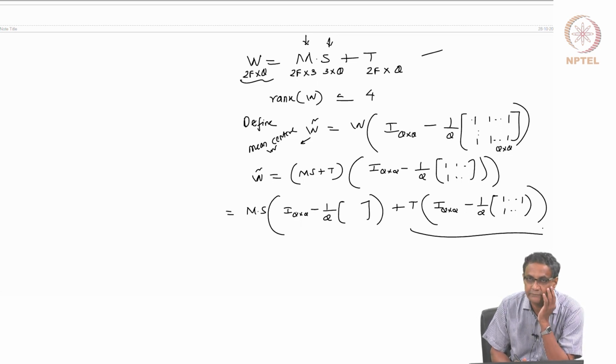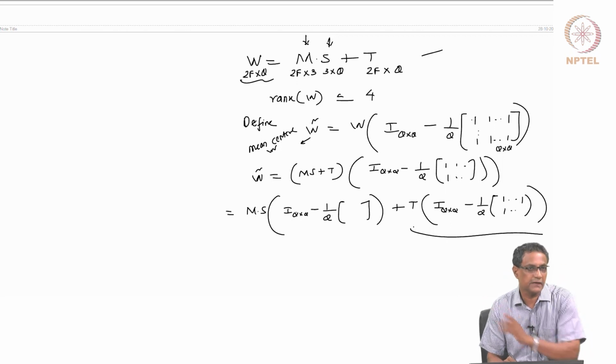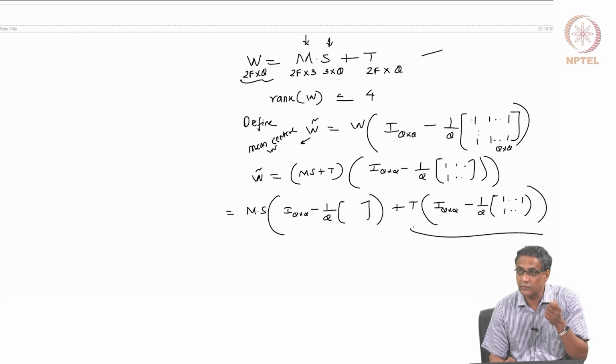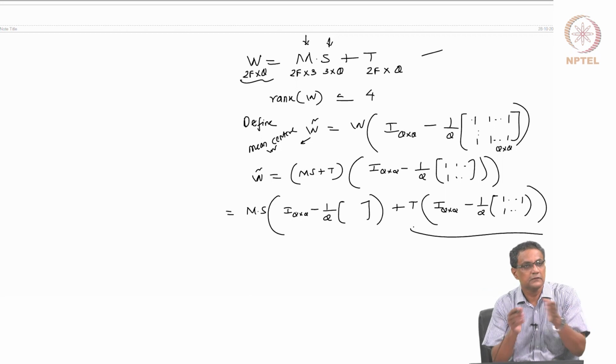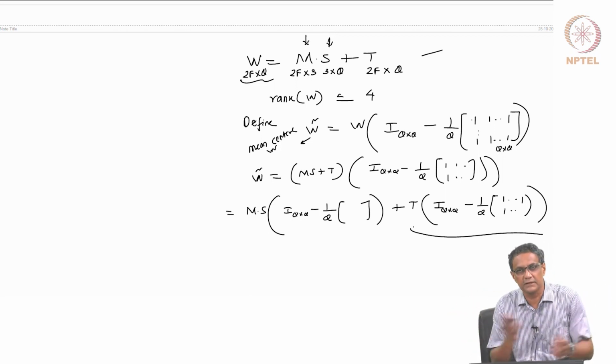What will be the second term? The second term is actually 0, not because I minus 1 by Q is 0, but because T is all the same column repeated. If you look at the entries of T, the first row was T11, T11, T11. Then next was T21, T21, T21. So if you take the mean, it is T11 itself, and you will get all entries 0.